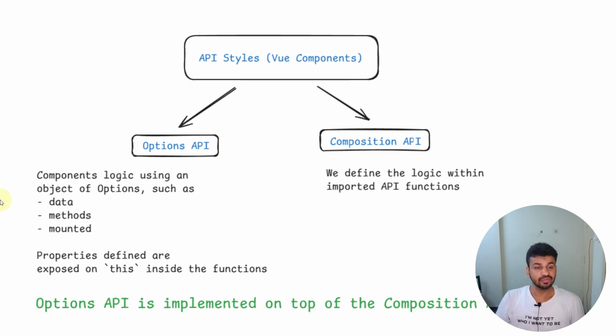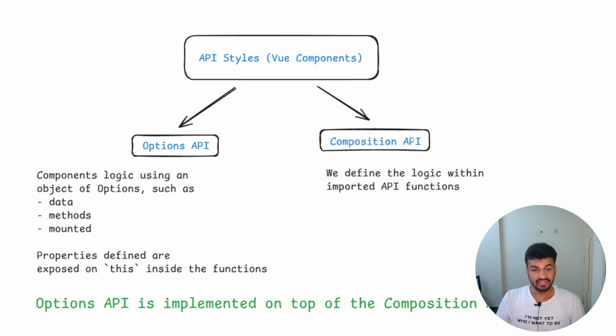These are the high level functions which have been exposed to the user. Inside, they also use the composition API. So you can see that the options API is built on the composition API, and we would be coding with the composition API.